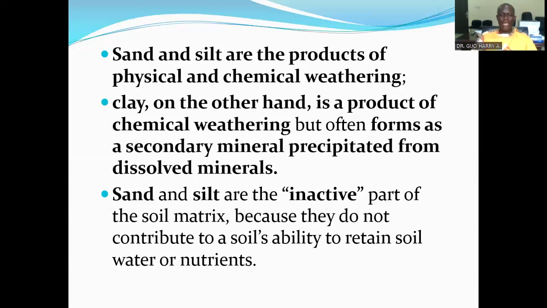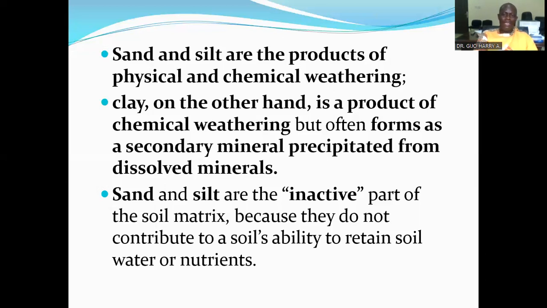Sand and silt are the inactive part of the soil matrix because they do not contribute to a soil's ability to retain soil water or nutrients. They are said to be the inactive part of the soil matrix because they cannot retain water and nutrients.